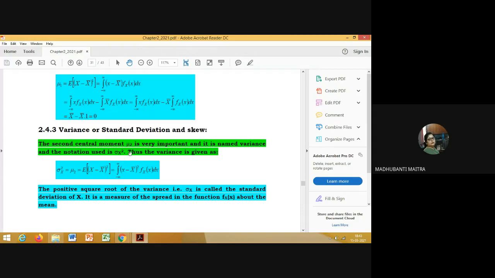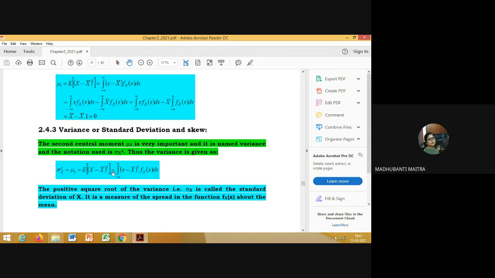So the second central moment, mu2, is very important and it's named as variance. So what is the formula? If we want to find out the second central moment, as per definition, sigma x square, this notation is used to denote the variance. So sigma x square is equal to mu2, the second central moment, and as per definition this is equal to expectation of x minus x bar, that means the mean value, whole to the power square. So that is the definition of second central moment.